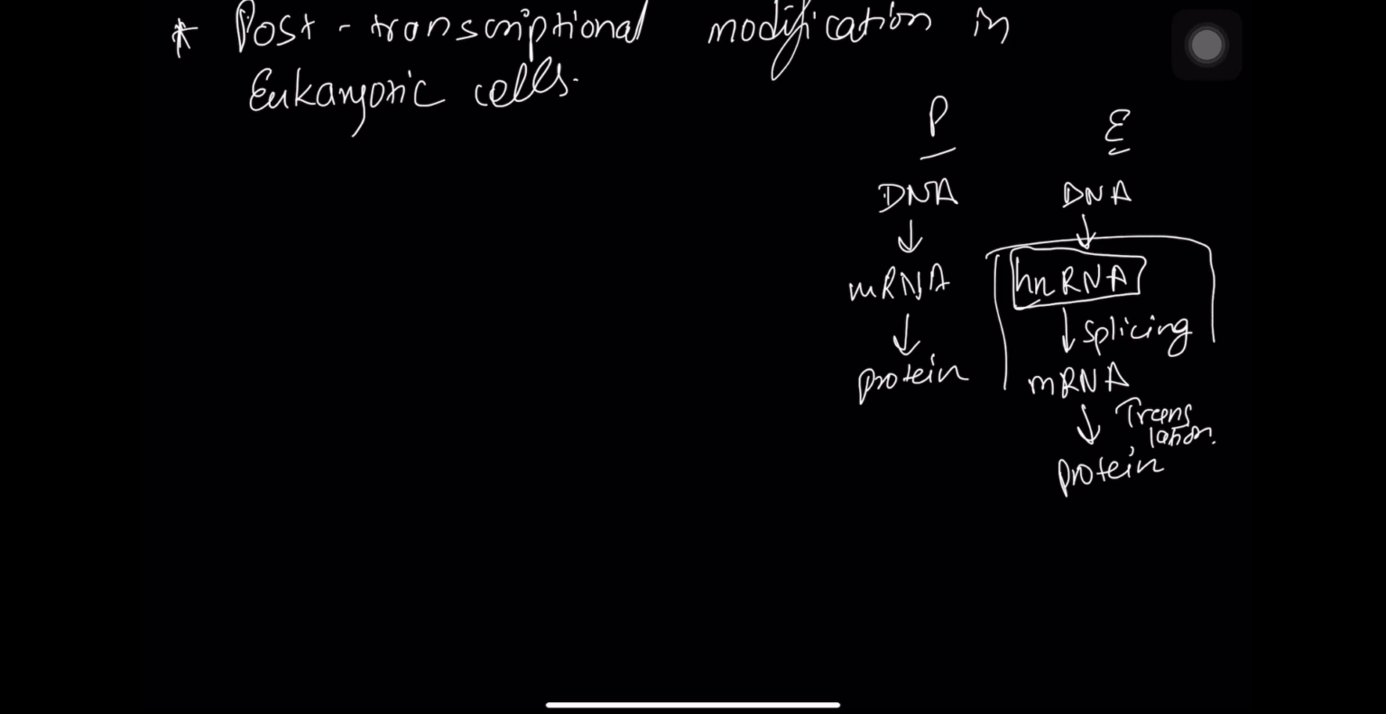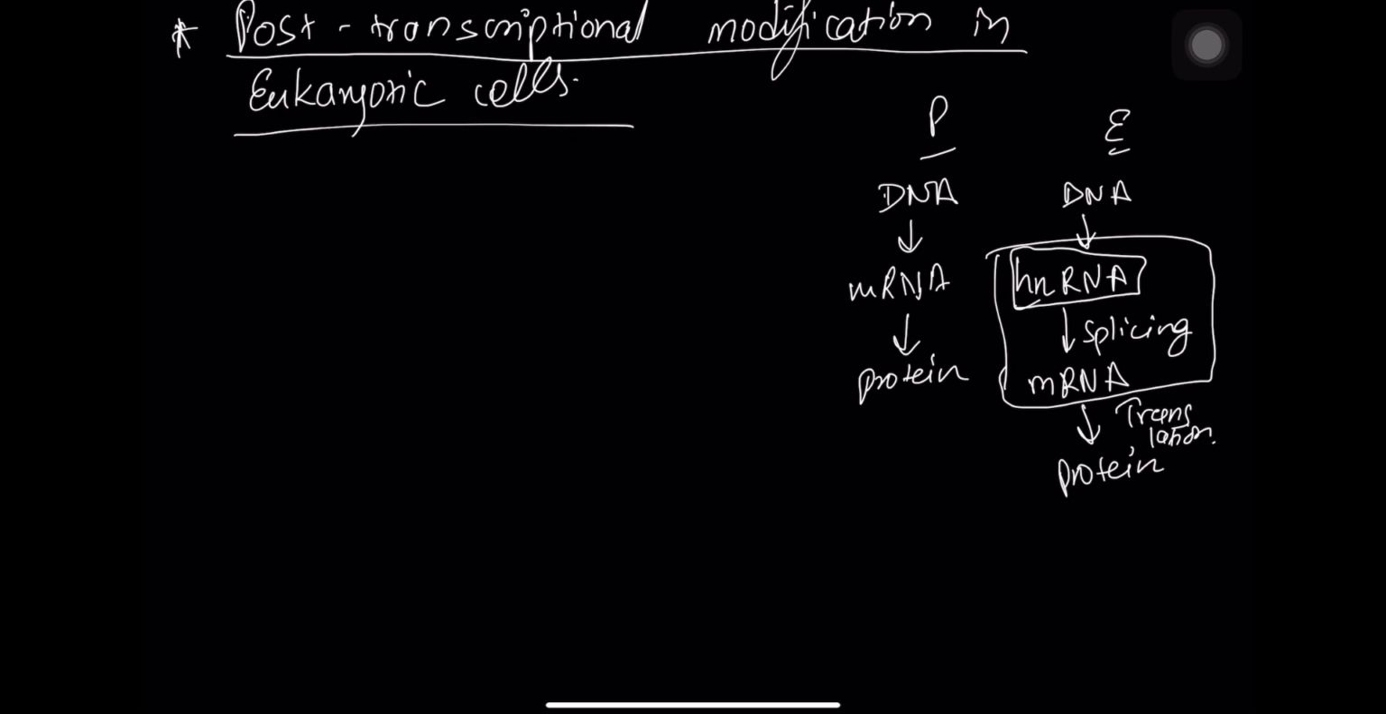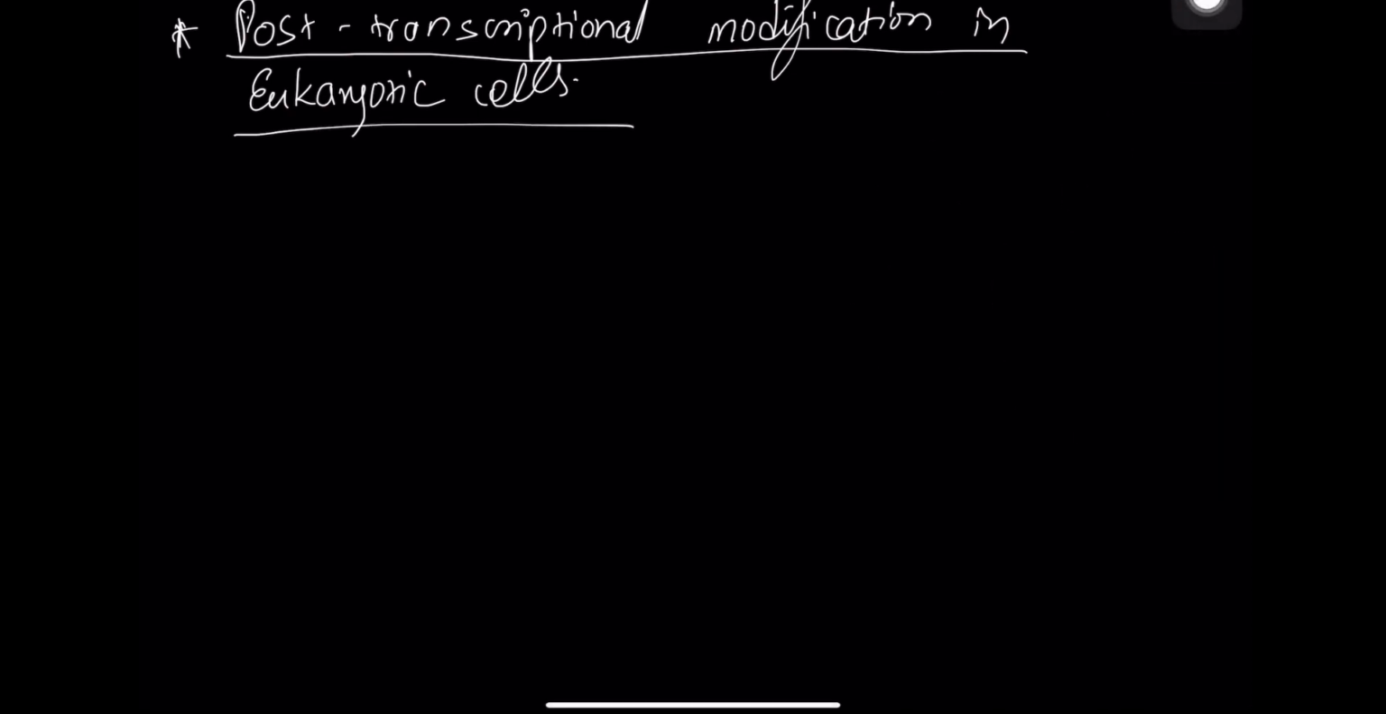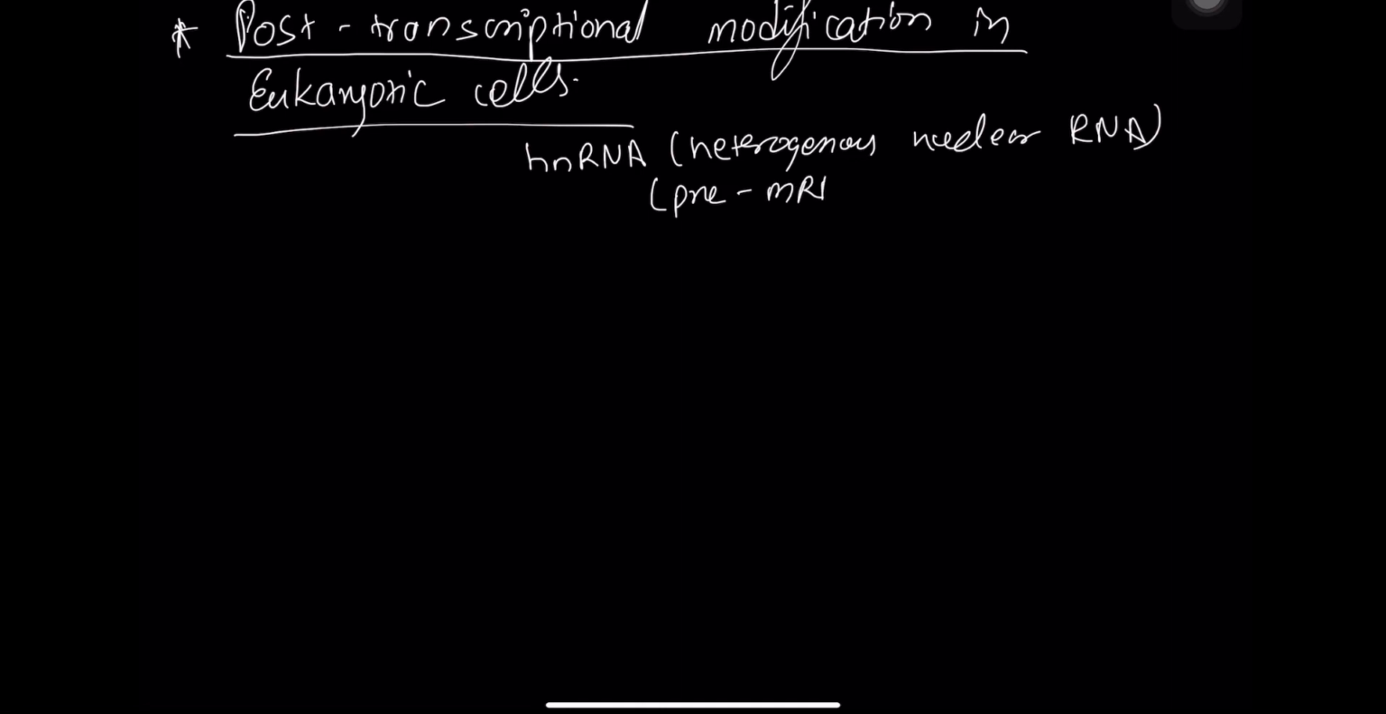This specific step of forming mRNA from hnRNA is splicing, or it can be called post-transcriptional modification, which only occurs in eukaryotic cells. So in this post-transcriptional modification, let's first know that the initial transcript is called hnRNA, which is the heterogeneous nuclear RNA. It should be modified into mRNA, so it is also known as pre-mRNA. So this is the structure of hnRNA.